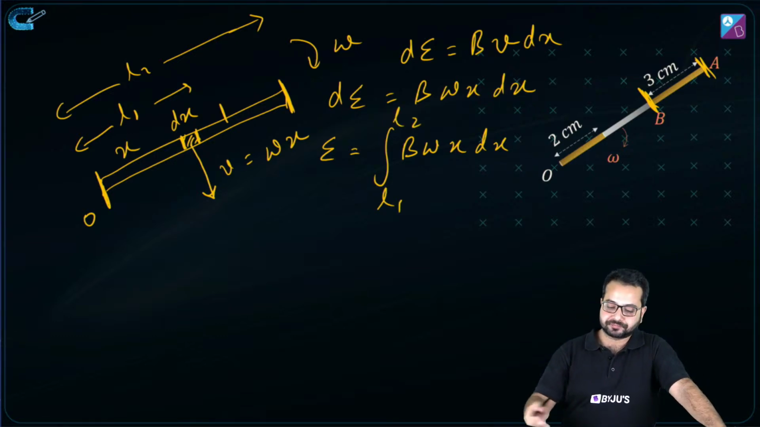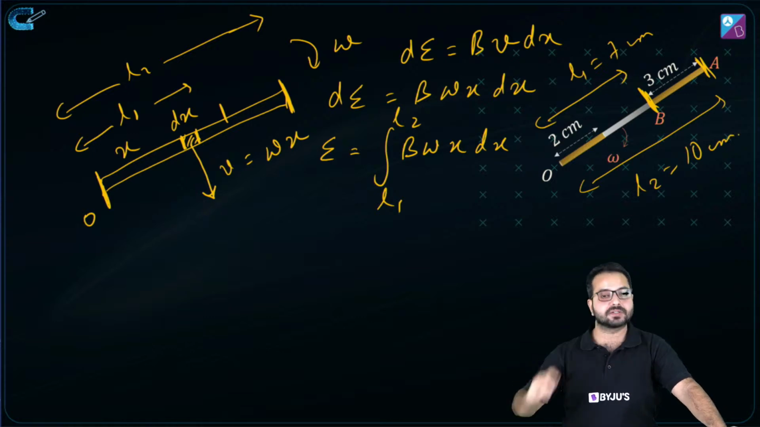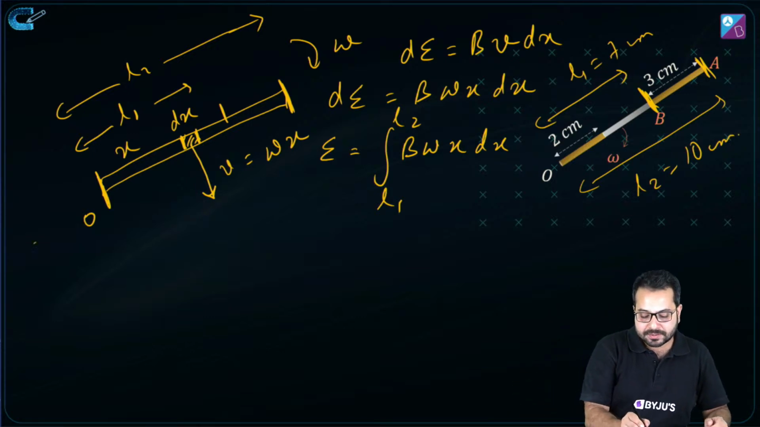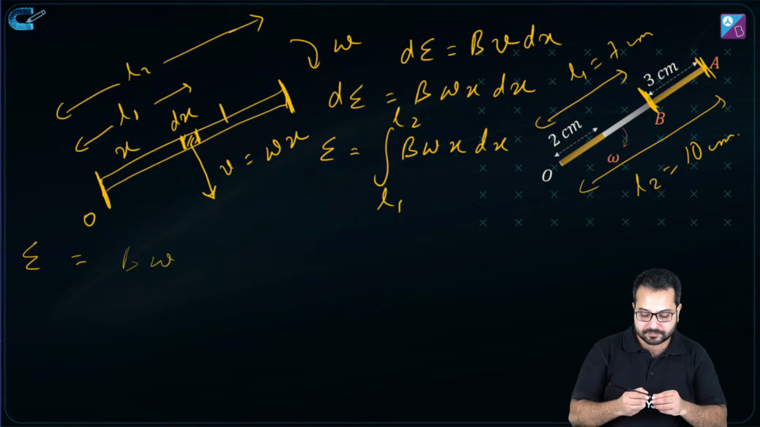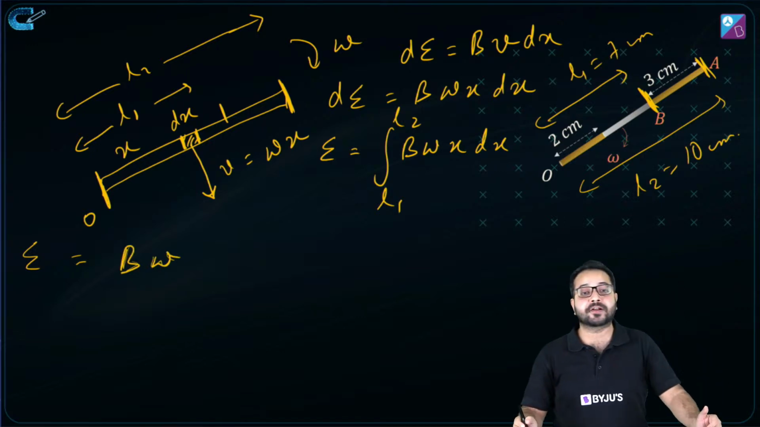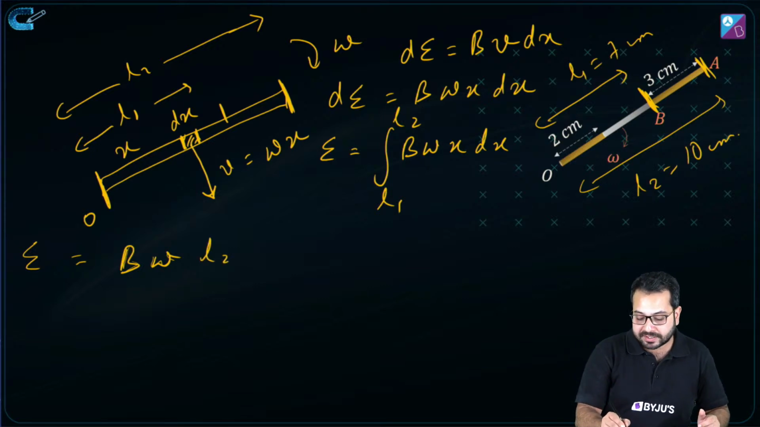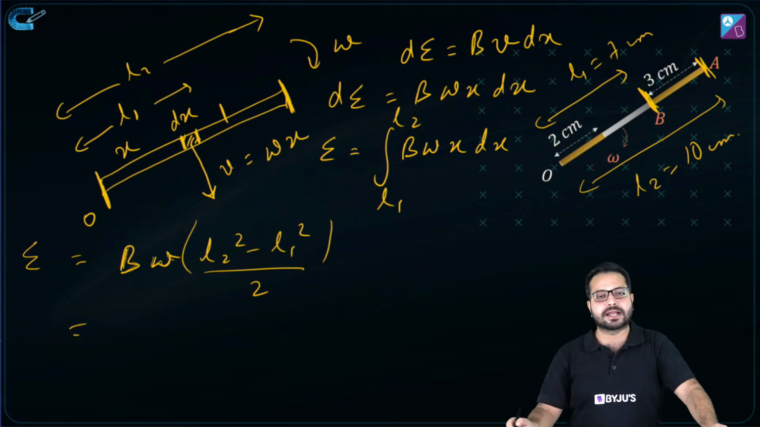Is that correct? From this diagram, can you see what is L1? L1 is 7 centimeter, and L2 is 10 centimeter. Is that right? Alright, so it's a simple integral. Let's do this integral. So this is going to become B omega, and the integral of x is going to become x square by 2. You put the limits, it is going to be L2 square minus L1 square divided by 2. Now all we have to do is substitute and we'll get the answer.